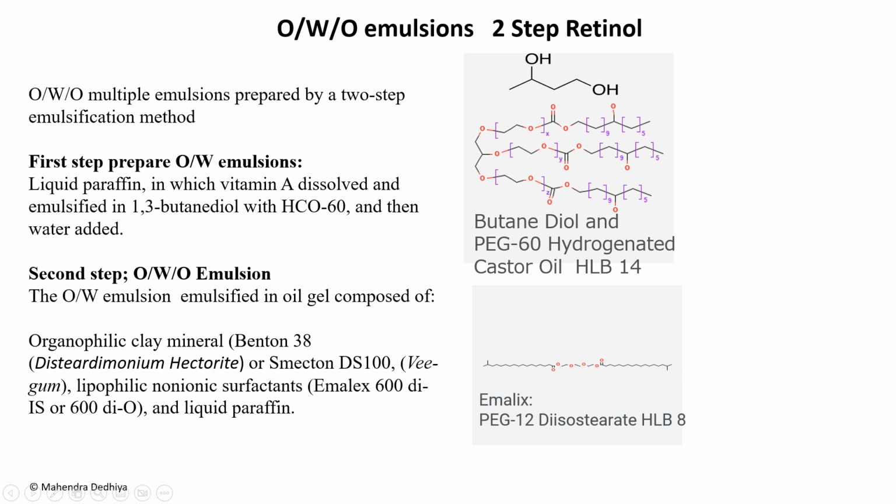In this case, Bentone 38 or Veegum was used to increase the viscosity, and lipophilic emulsifiers MLX 600, PEG diastereomers, and PEG 16 diisostearate with an HLB of 8 were used. So in two steps, the emulsion is prepared, oil and water first. This emulsion is characterized, and then it's emulsified again.